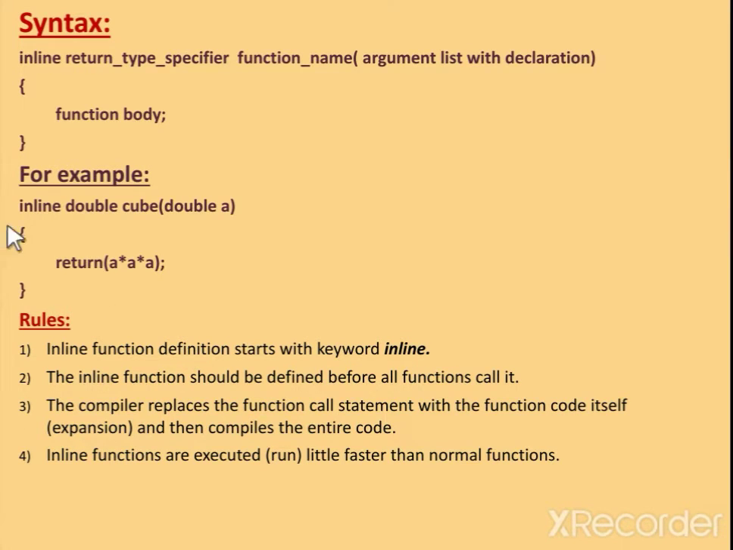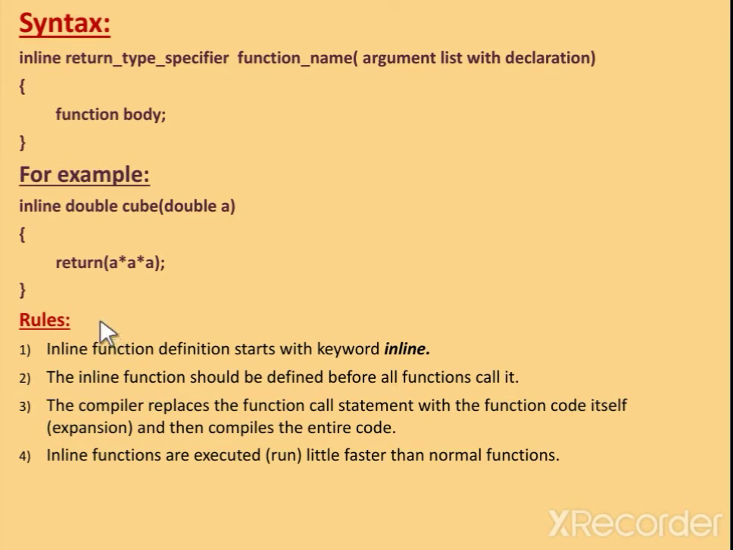In this example, inline is the keyword, double is the return type specifier, and cube is the function name with one argument, a. Which type of argument? Double type of argument. And the return statement is a into a into a. It returns the cube of a variable or cube of a number.